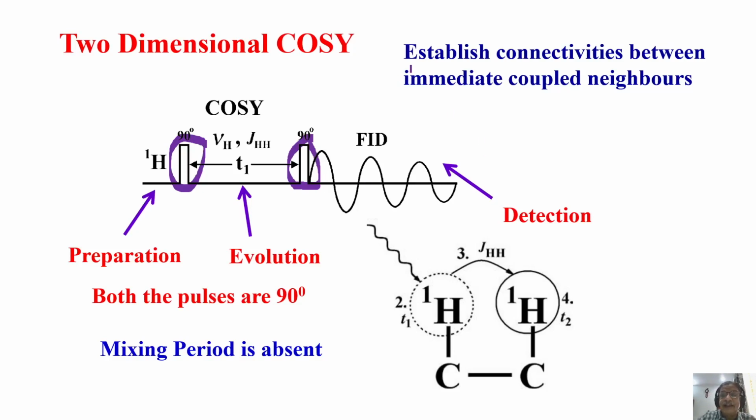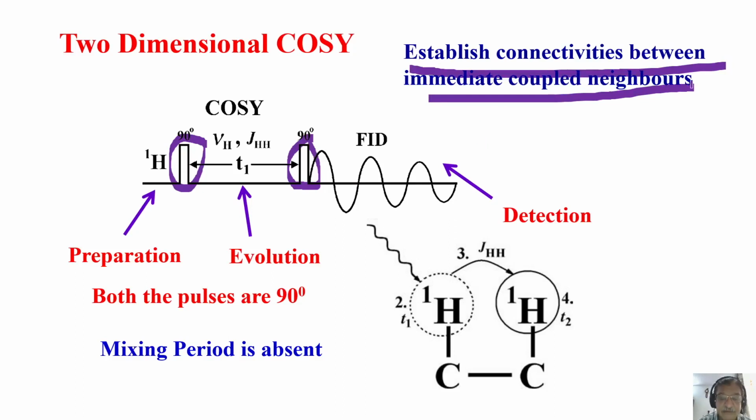This experiment establishes the connectivity between immediate coupled neighbors. Beautiful. That's what I said. If I have a molecule with CH3, CH2, and another CH3, I do not know whether this CH3 is connected to the CH2 or to this CH3. Of course, I know from the multiplicity pattern, but supposing it's a complex pattern, I don't know. What do I do? This gives me connectivity information between immediate coupled neighbors.